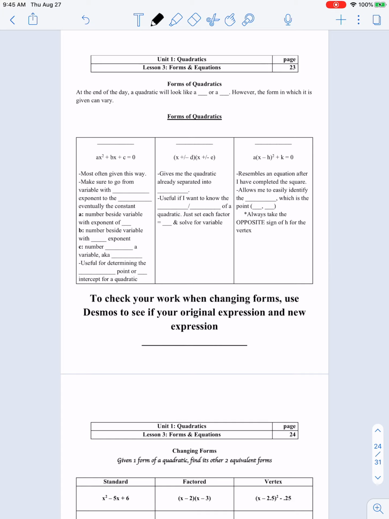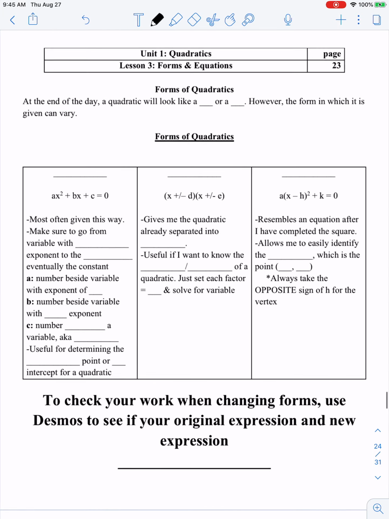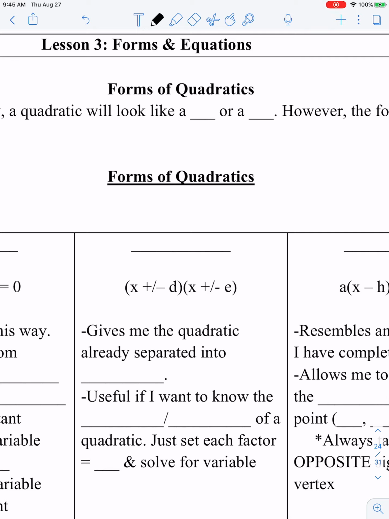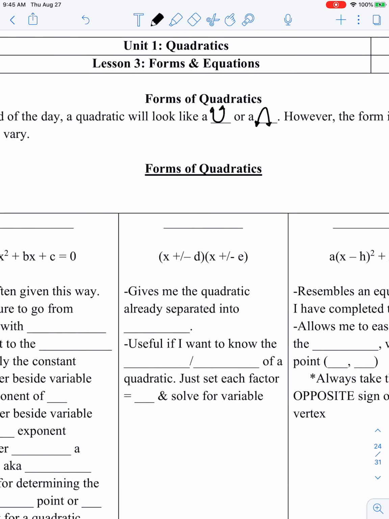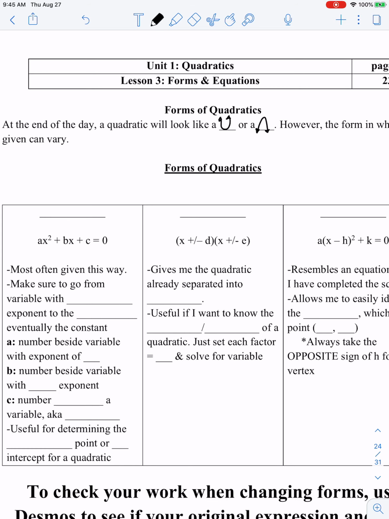This lesson, lesson 3, we're going to look at different forms and equations of quadratics. Previously we've looked at the key features of them, transforming them, factoring them, and solving them. Now we're going to look at the different ways that they can be represented, or the different forms. Again, a quadratic will always look like a U or an N. However, your form can vary, and it can look three different ways.